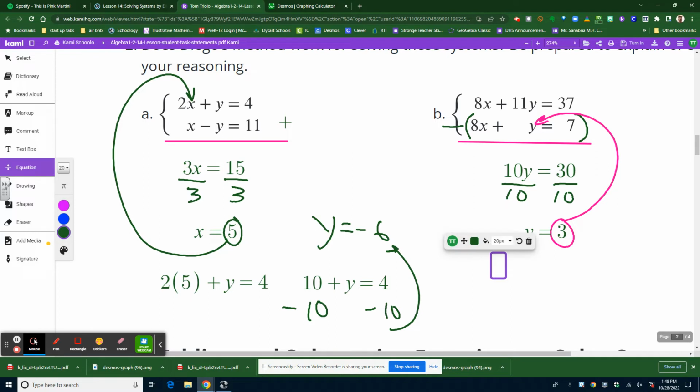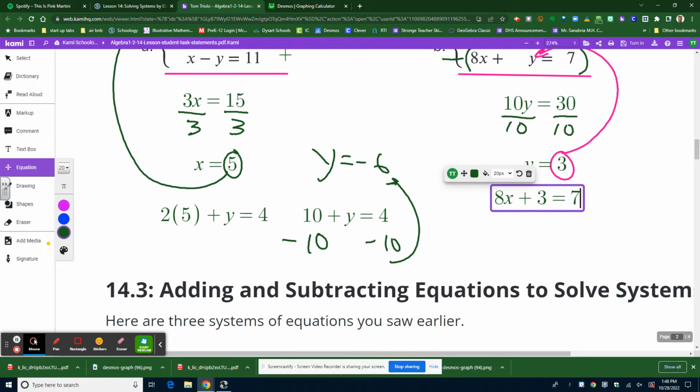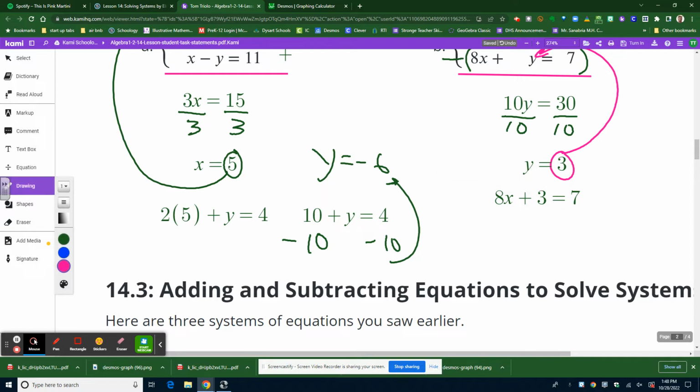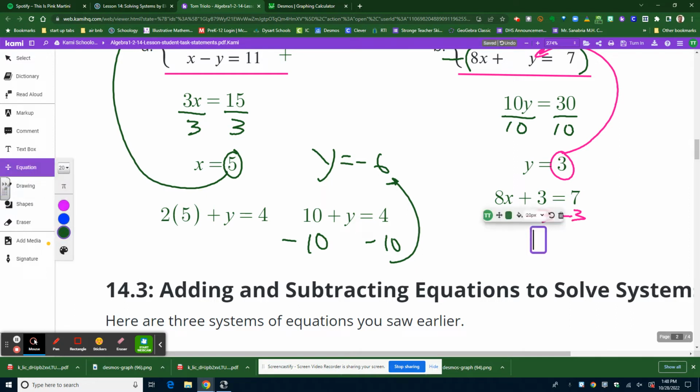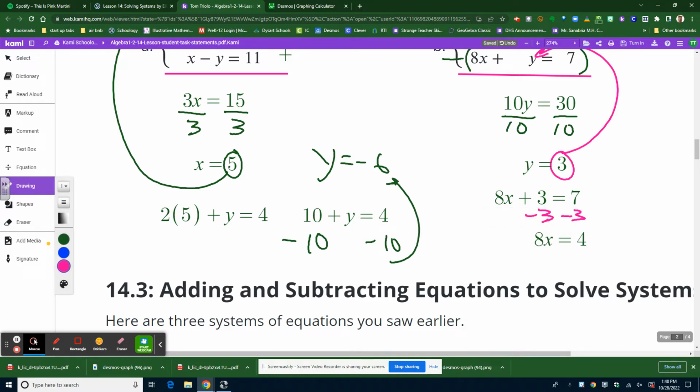8x, not negative 8x. 8x plus 3 equals 7. I got 2 steps. Subtract the 3, divide by 8. So I got 8x equals 4. And I know what you're thinking. 4 times 2 is 8, right? But I'm not multiplying 4. I'm multiplying the 8. So that means if I'm multiplying 8 to get something smaller, that something's going to have to be a fraction smaller than 1.